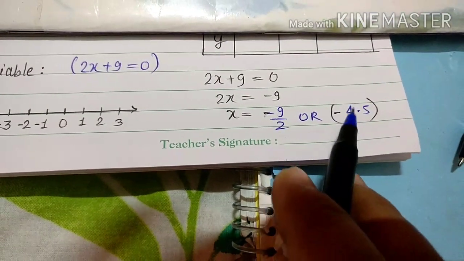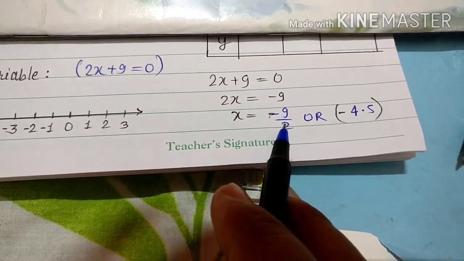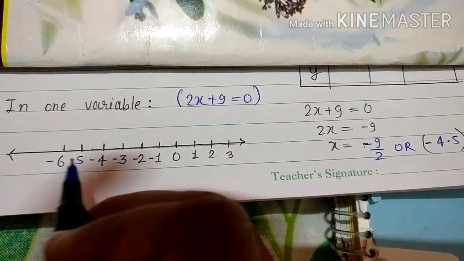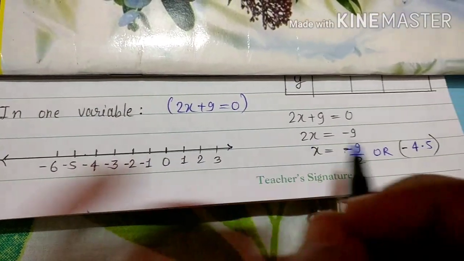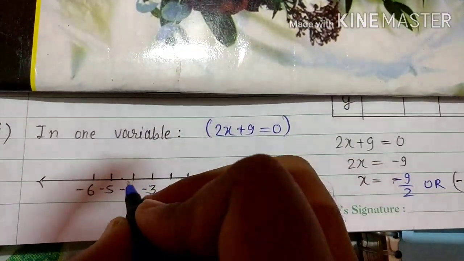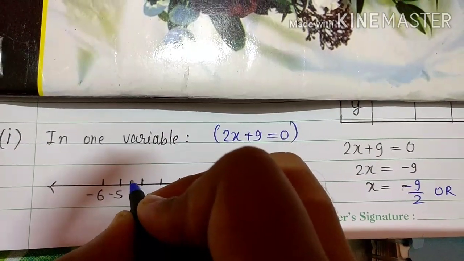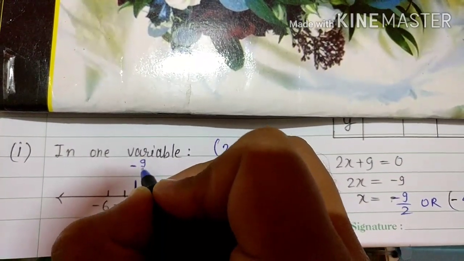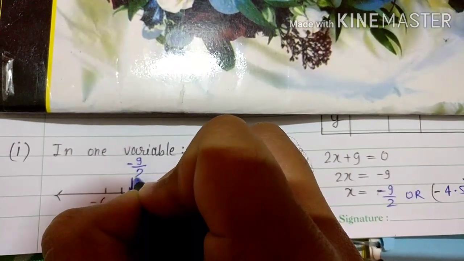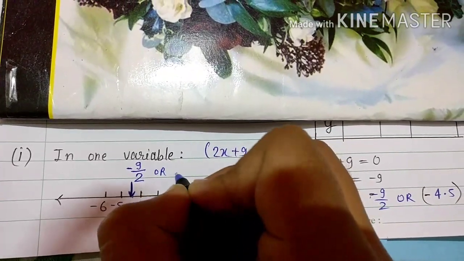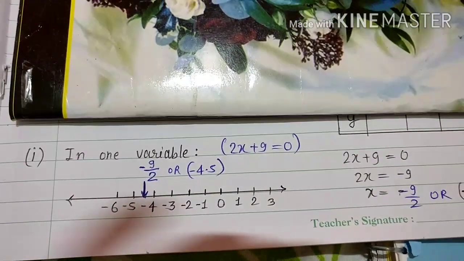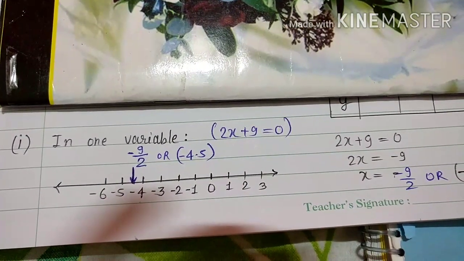Now we have to show this minus 4.5, or you can say minus 9 upon 2, on the number line because we have to show it in one variable. It is negative, so it will come on the left hand side of 0. What is 4.5? 4.5 will come in between 5 and 4. So this point is showing minus 9 upon 2, or you can say minus 4.5. In this way we have solved our first part, that is 2x plus 9 equal to 0, shown in one variable.